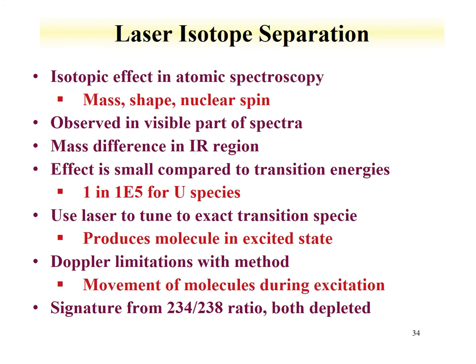An advanced separation that's under exploration is laser isotope separation. In this, you're actually looking at atomic differences between uranium-235 and uranium-238 to achieve separation. These differences are often observed in the visible part of the spectrum, but they're relatively small. The energy differences between the atomic electrons in the different isotopes is small, generally so small that it's not generally achievable. However, with lasers, one can tune to the exact transition species and produce a molecule of a given isotope in an excited state.